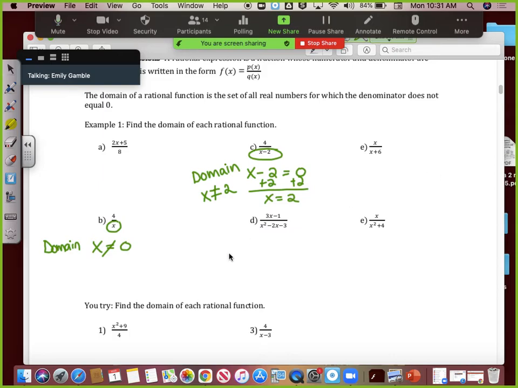Okay, letter D, the next one, is that the same exact one as before? We're going to skip letter D. It's the same thing. Letter E, though, is different. I'm looking at the denominator, x plus 6. X plus 6 cannot equal 0. So to figure out what number that would be, if you need to, set it up and solve it. You get x is equal to negative 6. That means that the domain is every number but negative 6. X cannot equal negative 6.